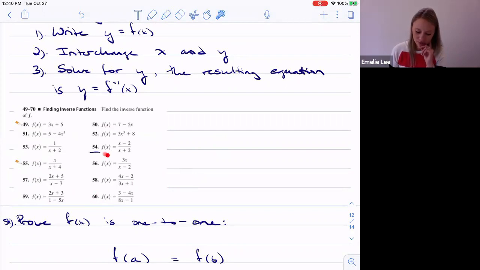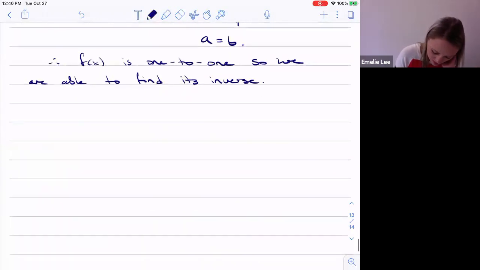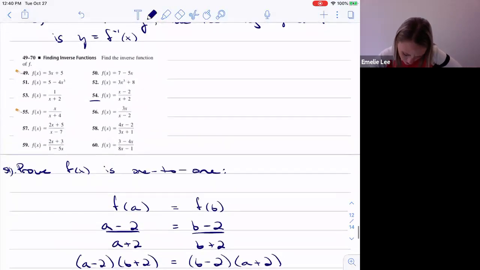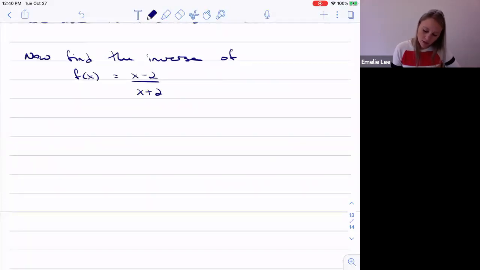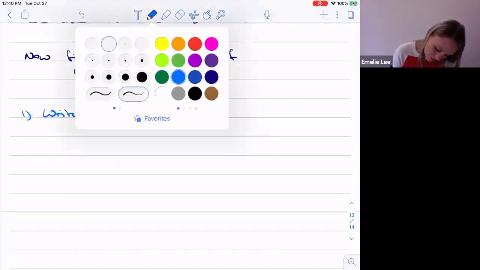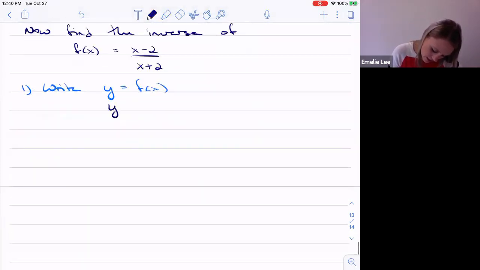So if I have to find the inverse of this thing, f of x is x minus 2 over x plus 2. So now find the inverse of f of x is x minus 2 over x plus 2. I'm just going to confirm that that's the one, x minus 2 over x plus 2. Good. All right. Step 1. We said write y equals f of x. So that means y equals x minus 2 over x plus 2.